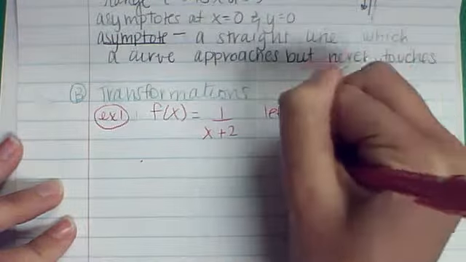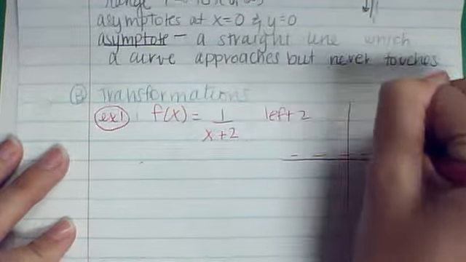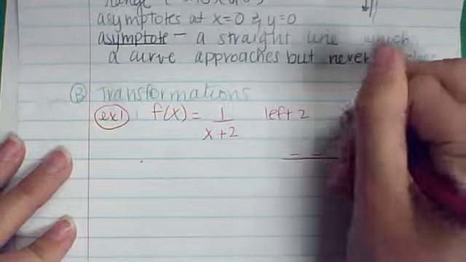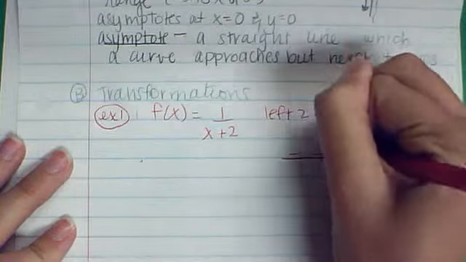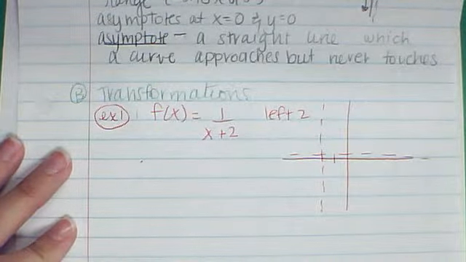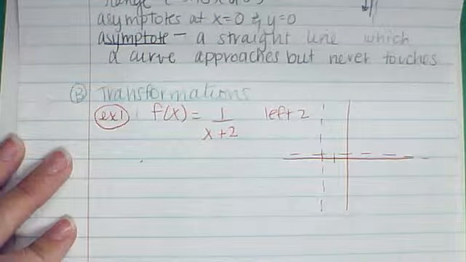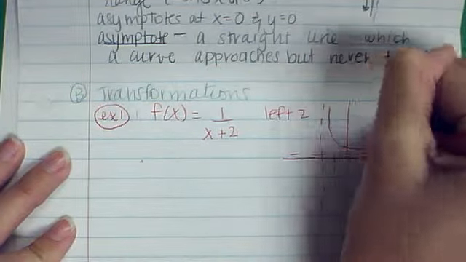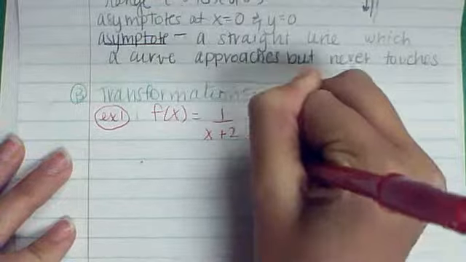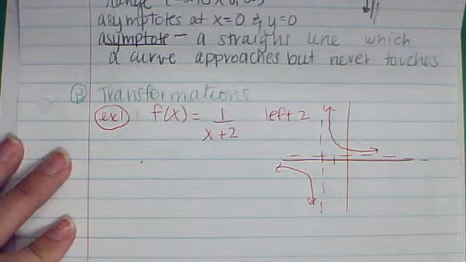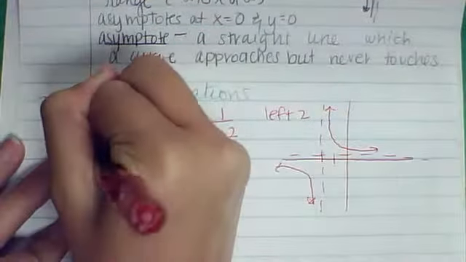So I'm going to draw my graph. I'm going to draw my regular horizontal asymptote. On my vertical asymptote, I'm going to go left 2 and move that asymptote over 2. So I'm moving the whole graph over by 2. And those asymptotes guide me to where my graph will go and what it will look like. So that's my graph of my transformation. Let's look at a few more.